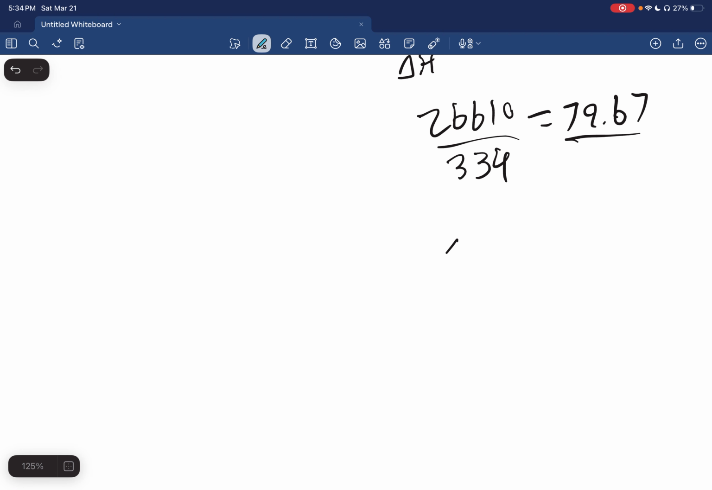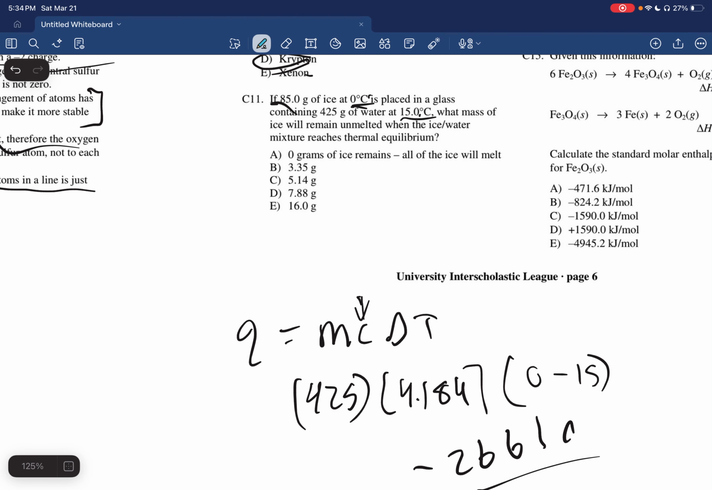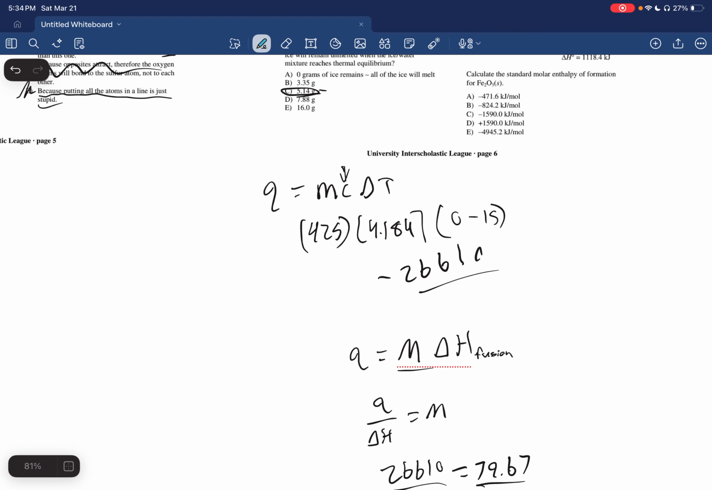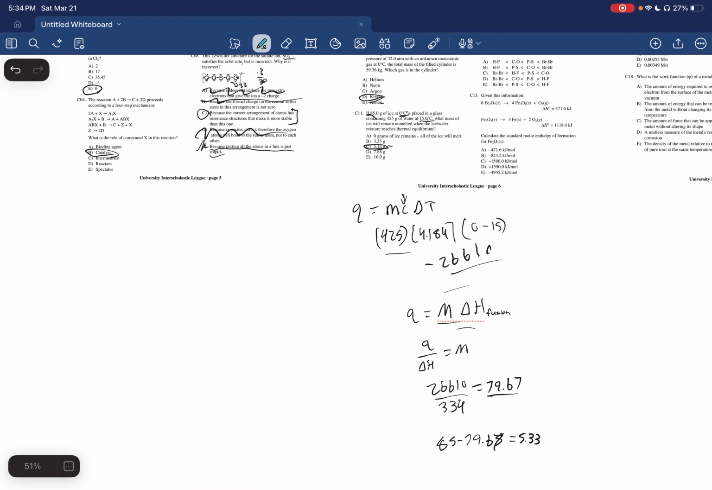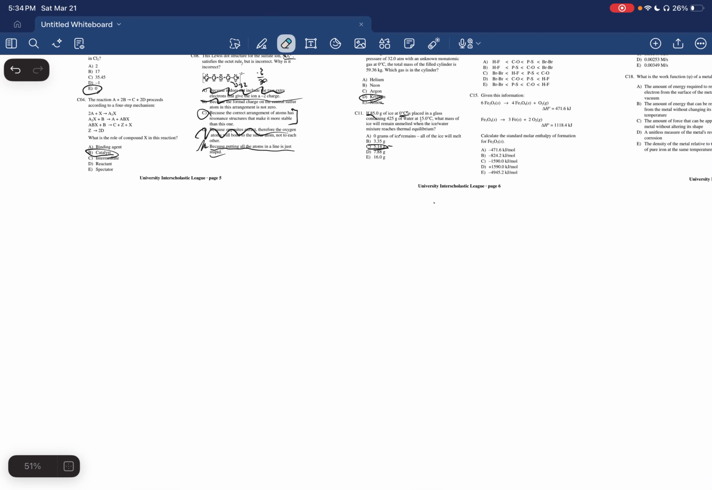So we need to subtract 79.67 from 85. So 85 minus 79.67 will give us 5.33 grams. And let's see. Answer choice looks to be around answer choice B. It's not exact, but since we're dealing with these types of numbers, typically our answers aren't going to be exact, but there's a big enough gap between our answer choices that typically you can just assume that it's a rounding error as long as your process is right.